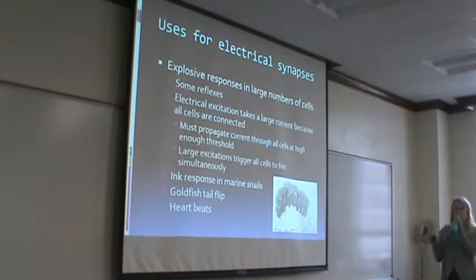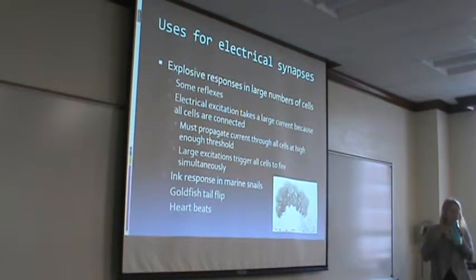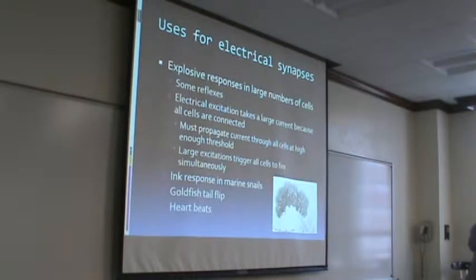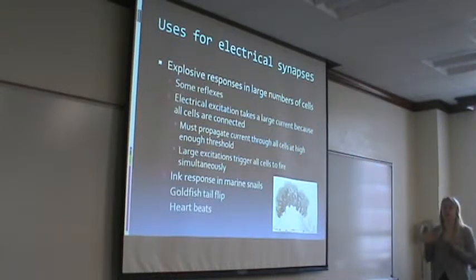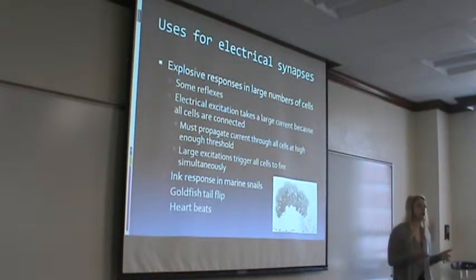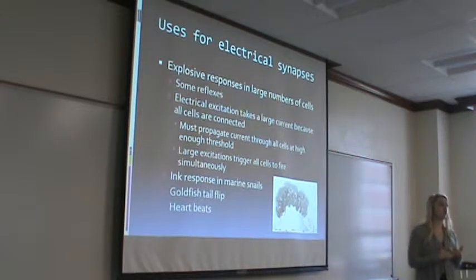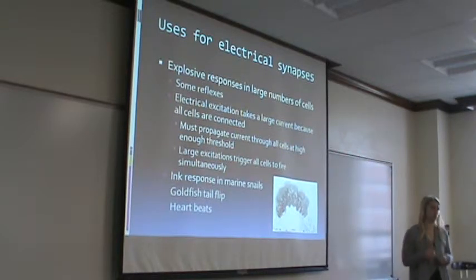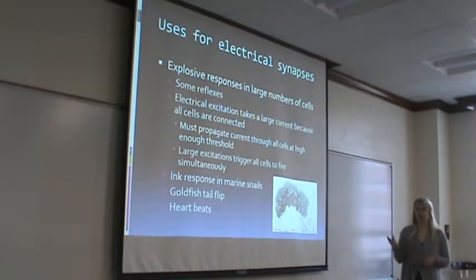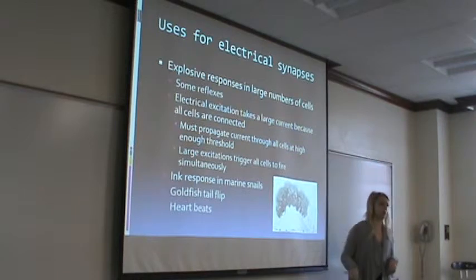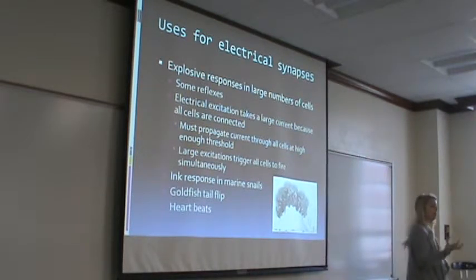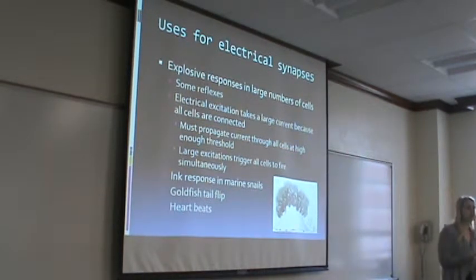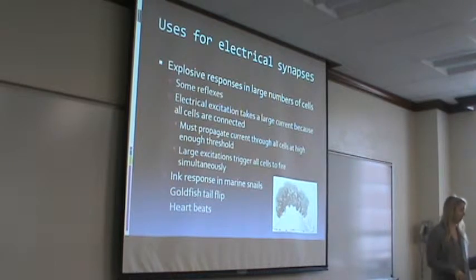And so, again, while you don't need to memorize every single piece on this slide, it is important to know that electrical synapses are essentially going to be used for things where you need quick, explosive activation of synapses, right? So examples are things like heart beats, right? You want that to happen regularly and quickly for that system to work appropriately.